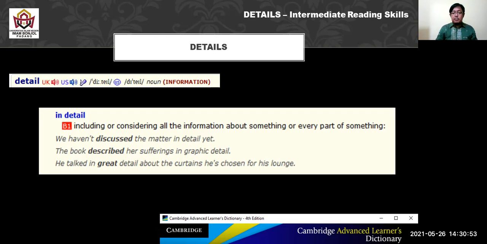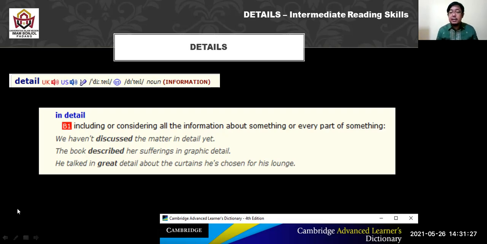This means the word detail must be preceded by the preposition in, yeah, in detail. My teacher taught English to me in detail. Like that. You cannot say detailly, no, because the word detail is not a verb, and not an adjective either, detailly. I've never heard any word detailly like that. We haven't discussed the matter in detail yet.